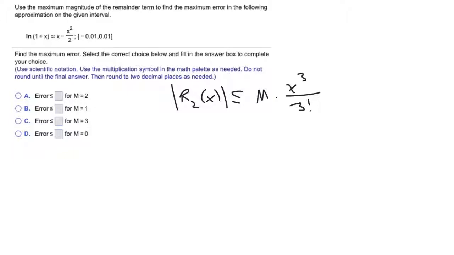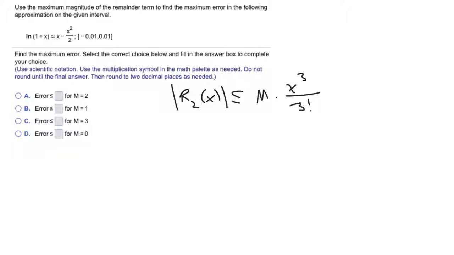The theory says that the upper bound on the error for a second degree polynomial is based on x cubed over 3 factorial, where x is the number you're plugging in. And so here, that's not a specific number. It could be anything between minus 0.01 and 0.01. But this is still a legitimate thing to say. And M has to be an upper bound on the third derivative across all of these points.